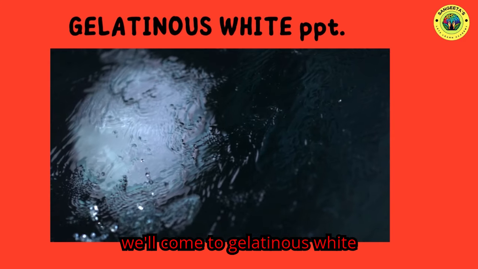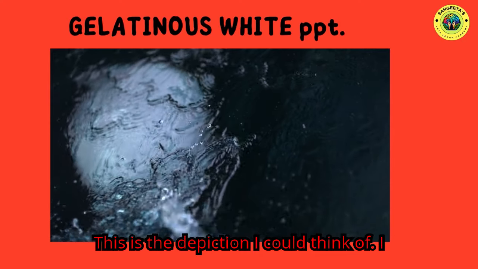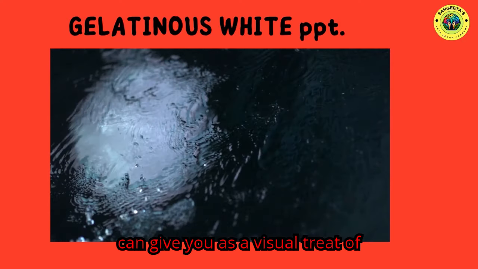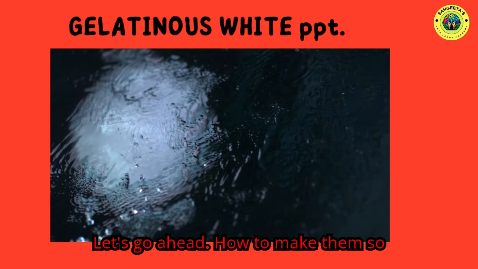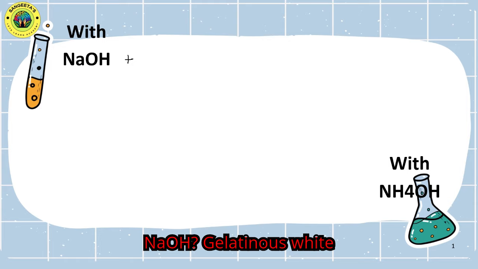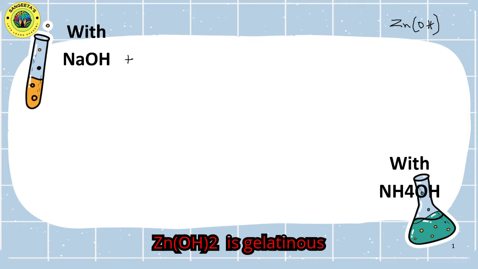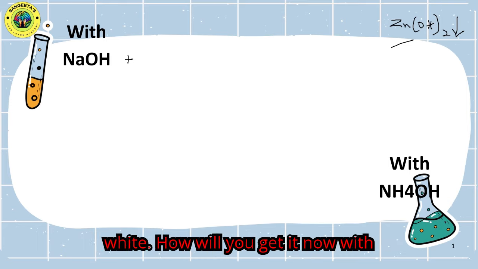Now we'll come to gelatinous white precipitate. Jelly white precipitate. This is the depiction I could think of. I can give you a visual treat of understanding how gelatinous white is. Let's go ahead and see how to make them. So with NaOH, how will you get it? With NaOH, gelatinous white is Zn(OH)2. Zinc hydroxide is always gelatinous white.